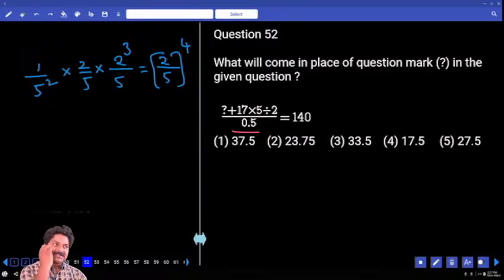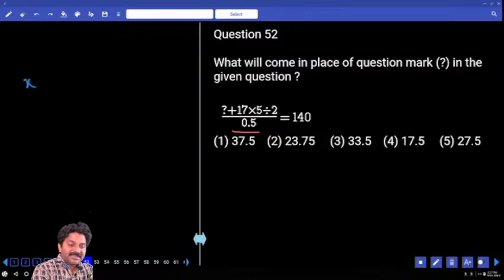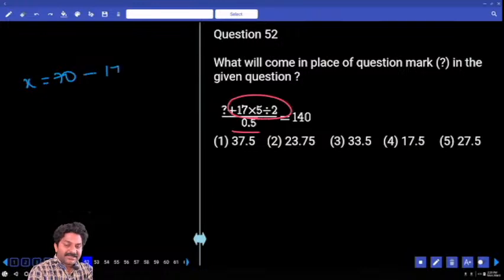Half goes to right hand side, becomes 70 only. Then x is equal to 70. This number comes to right hand side and becomes minus 17 5 times. 85 by 2. 42.5. Answer 27.5.